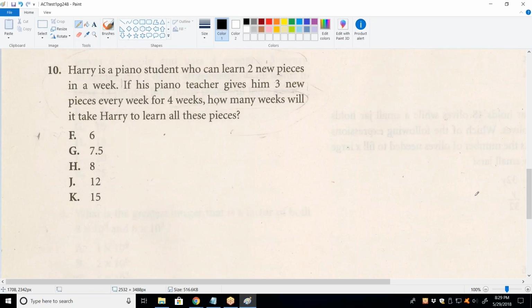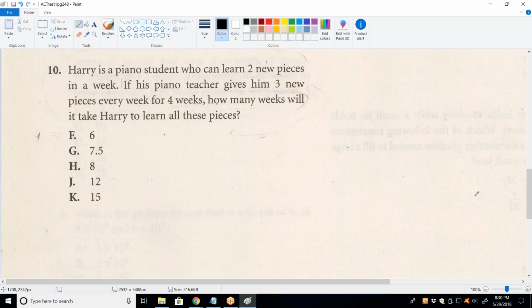Another problem that I've always liked. And there's a hard way and an easy way. Almost every problem on these tests, there's a hard way and an easy way. And by that, I mean a short way and a long way. Wait, is it F? Yes.